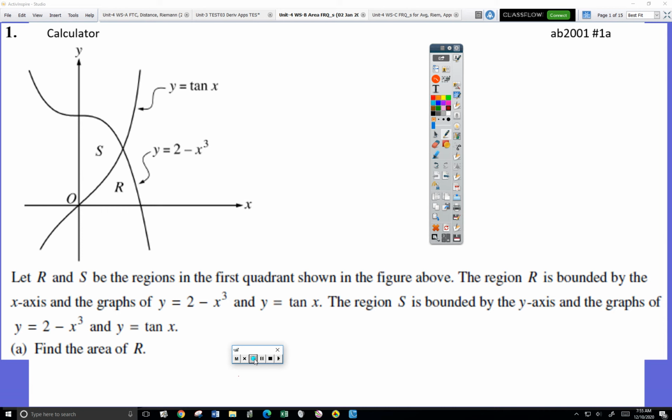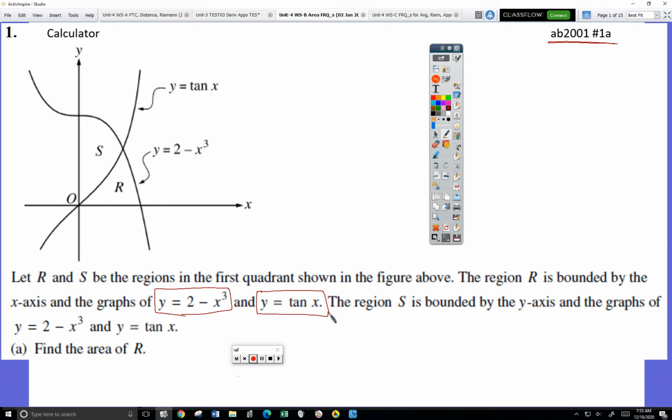So here's a good example. This was given quite a while ago, but even though it's 19 years ago, it's extremely valid. It's exactly the kind of thing that still shows up on the AP test quite regularly. They give a graph. They describe the graph. They give some equations. And then they ask us to find the area of a region.